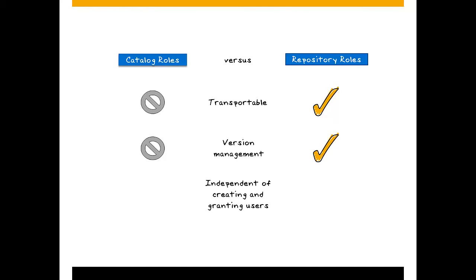Because they are created and granted by users in runtime, catalog roles are always tied to these users. This could be a problem if someone leaves the organization or is on vacation. As we saw earlier, repository roles are created and granted by the technical user sysrepo, who never goes anywhere. As you can see, repository roles clearly offer more flexibility. That's why they're the generally recommended option.